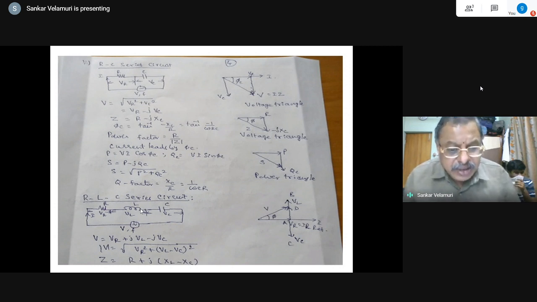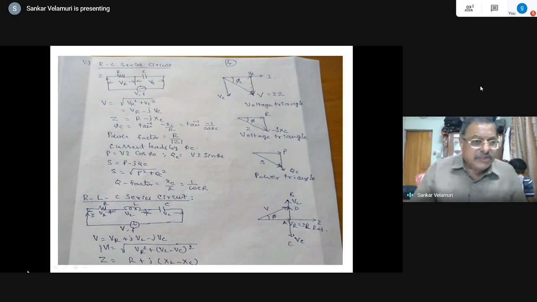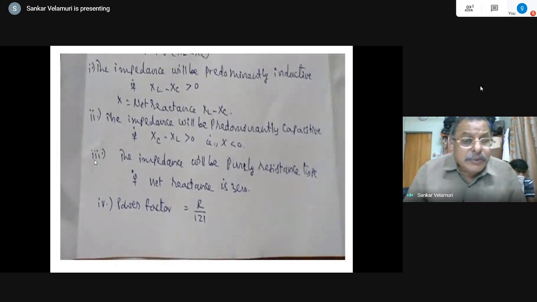If XL equals XC, there is no net reactance, but it does not mean we will not define more formulas at a later stage. In spite of the presence of the RLC elements, the circuit behaves as purely resistive. That is a specific nature of the RLC series circuits. So these points are just written here.